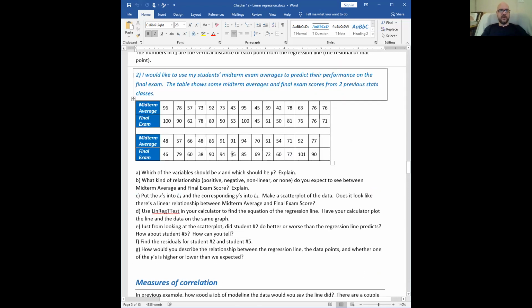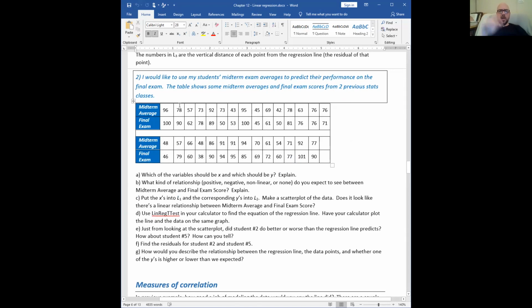Here's the question. This is one I mentioned in the last video. I want to use my students' midterm exam averages to predict their performance on the final exam. Seems like a reasonable thing to do. Go to midterm test, you're probably good at the final. So the table shows midterm averages and final exam scores from 2 previous stats classes that I've aggregated together.